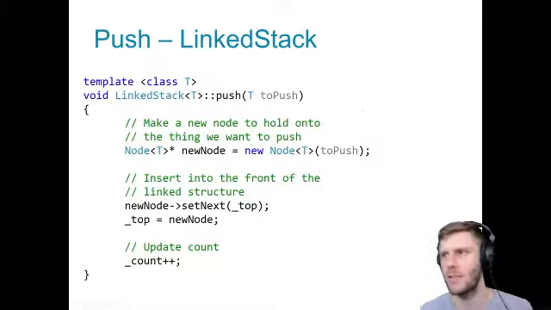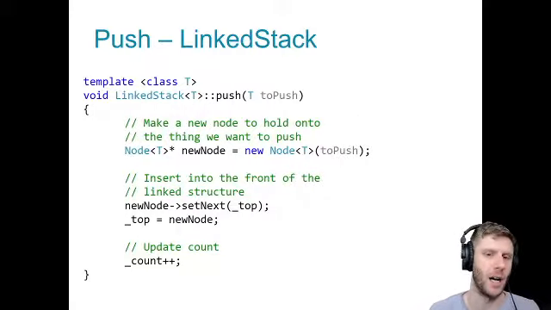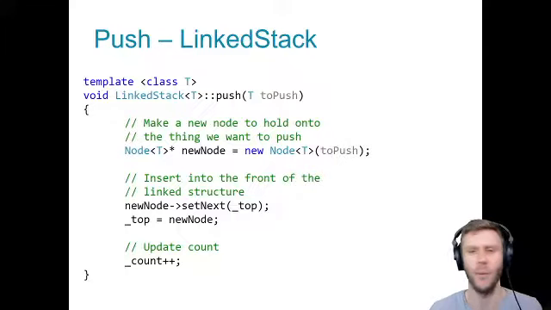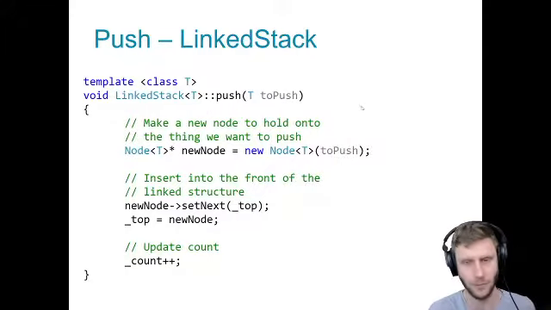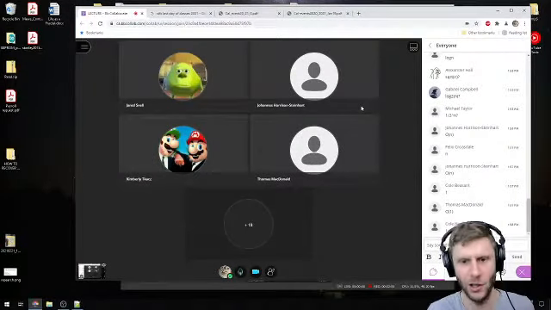But push. Here's the linked stack. What's the computational complexity of pushing something onto the linked stack? Someone type in the chat once you know. 1. Absolutely. It's still 1.